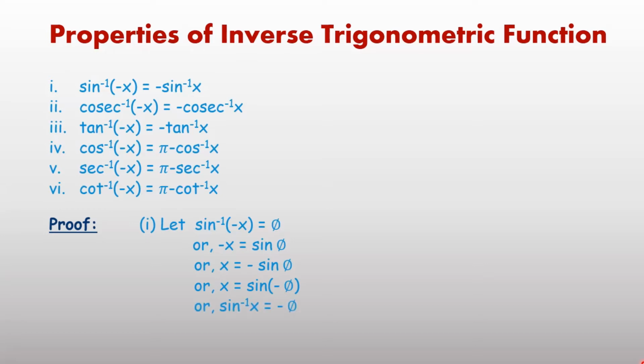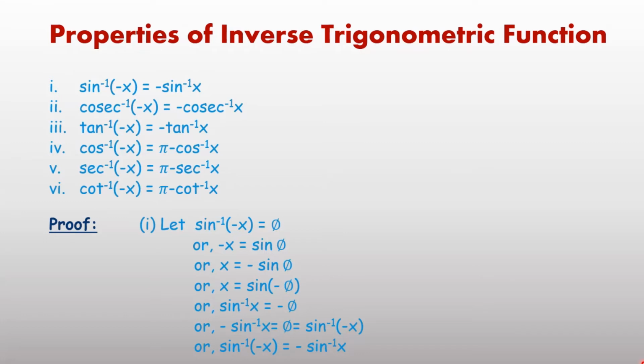or sin inverse x equal to minus phi. Put the value of phi and we will get result sin inverse minus x equal to minus sin inverse x. Similarly, proof of remaining part you can complete.